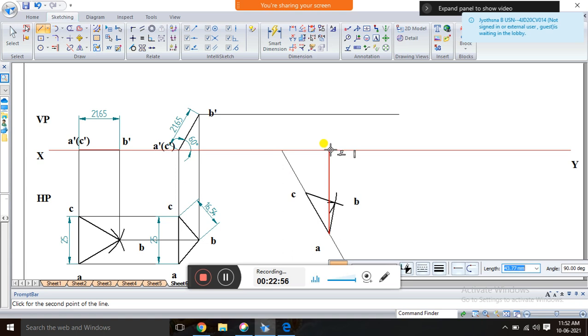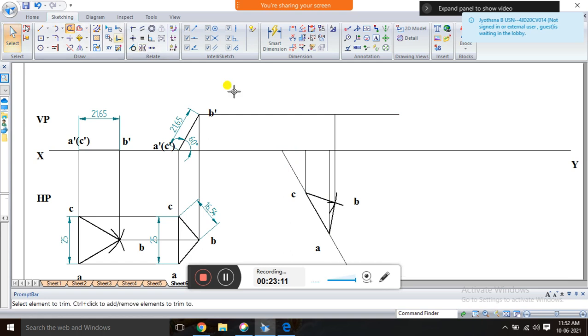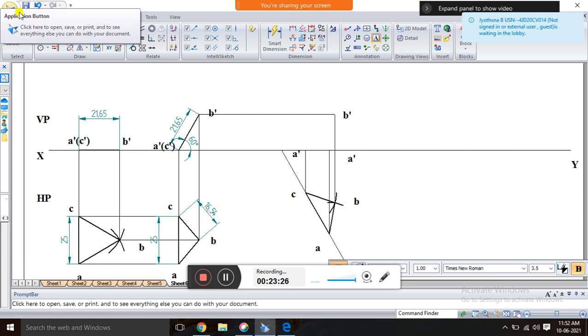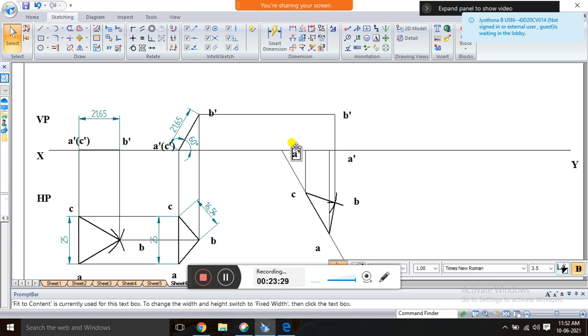Okay, so A dash should coincide. Next B is here and B is here. Then C is here and C is here. Clear? So like this you have to get the points and name them. This is B dash and this one is A dash, you have to write, and that is C dash. Okay, because C dash, A dash, B dash.